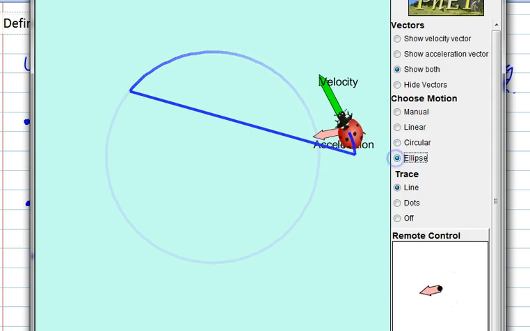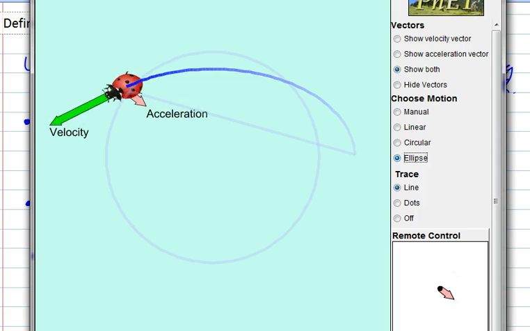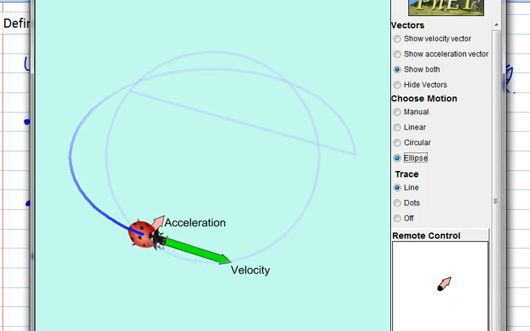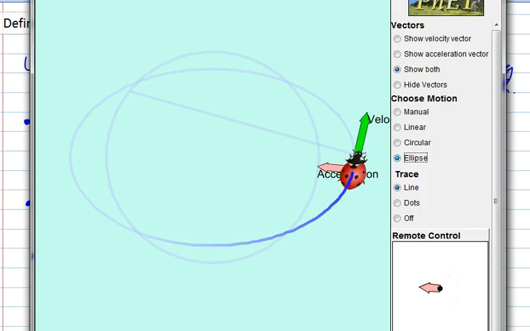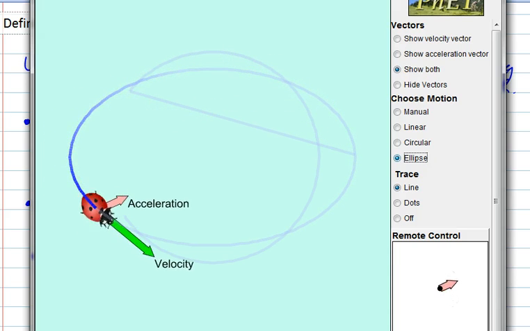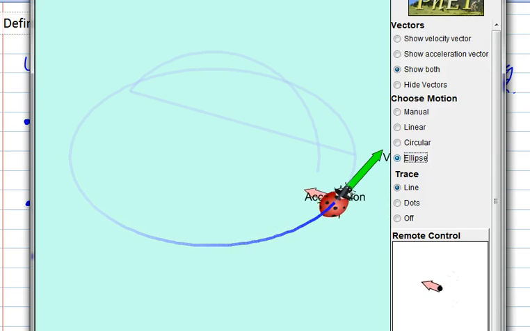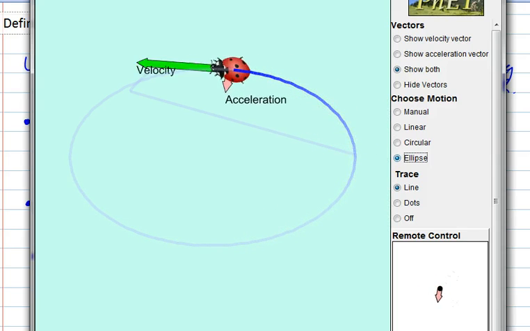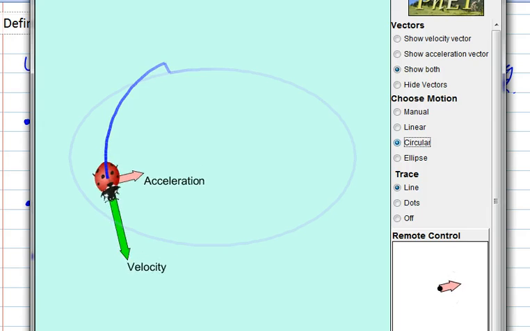For example, let's take a look at an ellipse. So now you can see that the acceleration is both increasing and decreasing the size of that velocity vector. Okay, so ellipses are a little bit more complicated. We won't talk about those just yet. We're going to stick with circular motion.